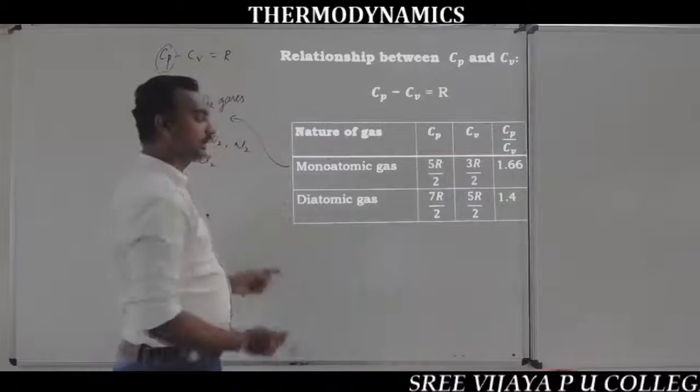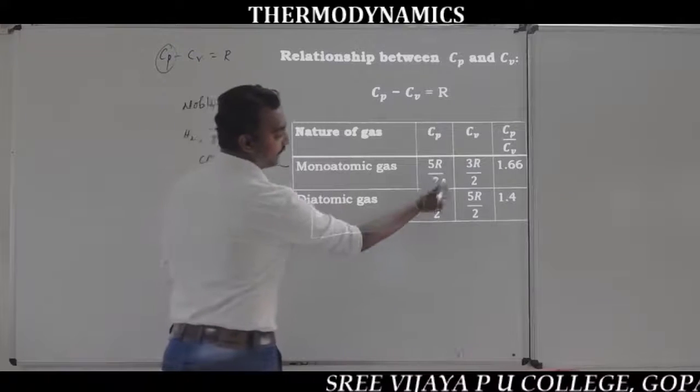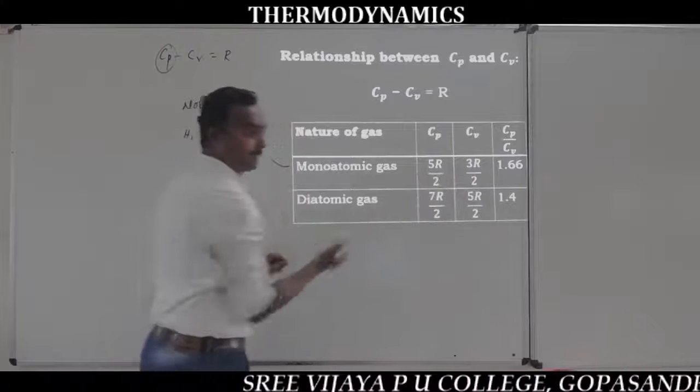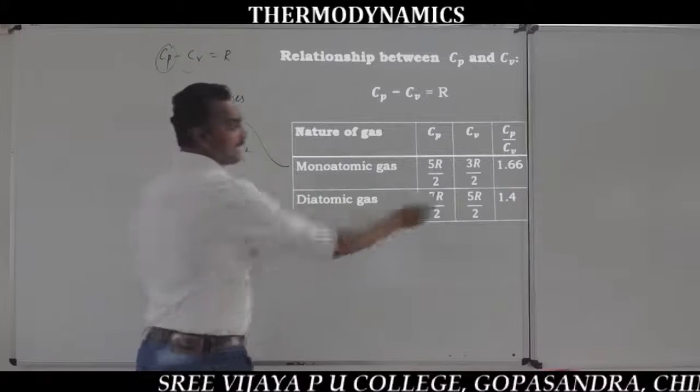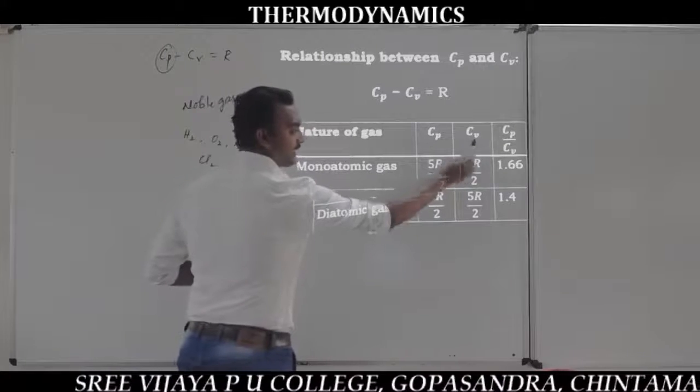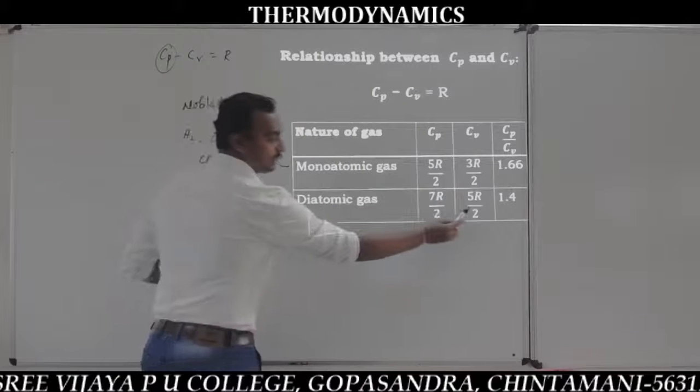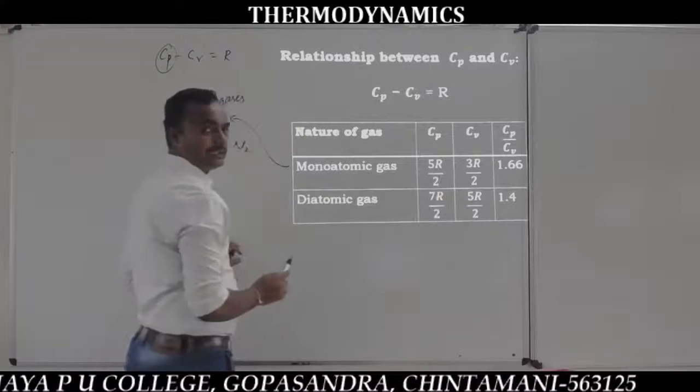To remember: in the case of diatomic gas, the CV value is equal to the CP value of monatomic gas. Remember that.